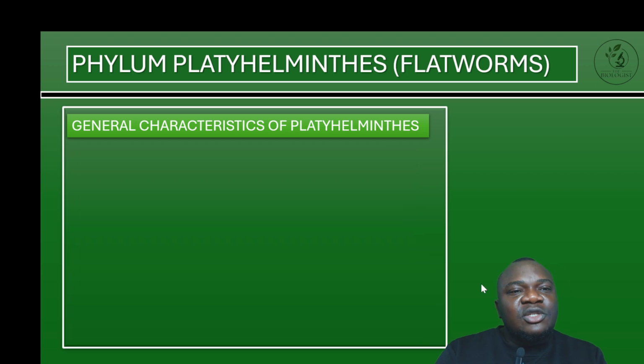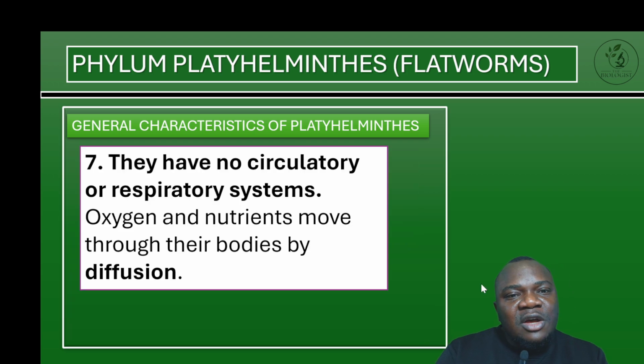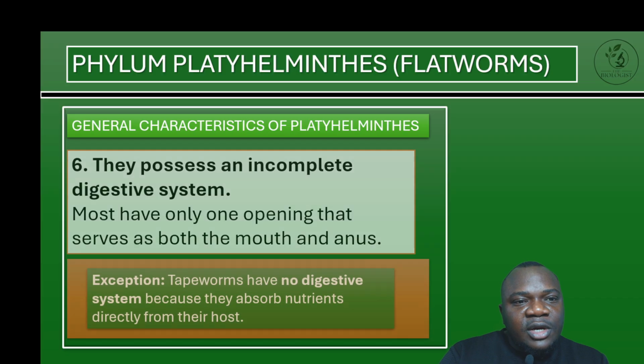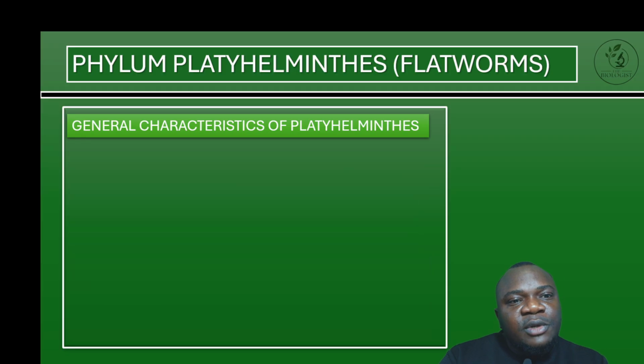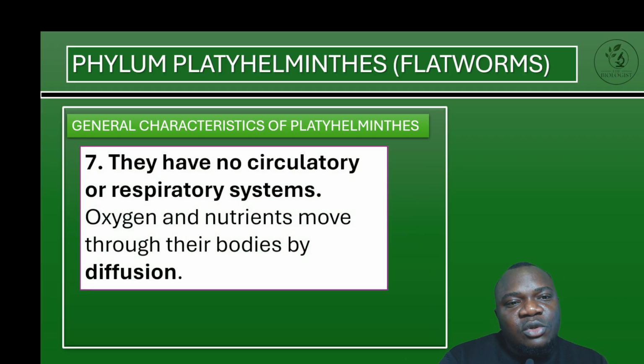Okay, so the next one, they have no circulatory or respiratory system. All right, and oxygen and nutrients move through the body by a process called what? Diffusion. All right, so no special respiratory organs and no special circulatory organs. So all this takes place through a process called diffusion through the body surface.